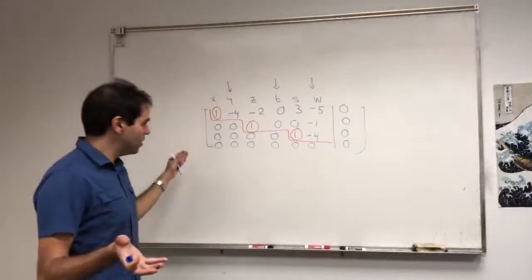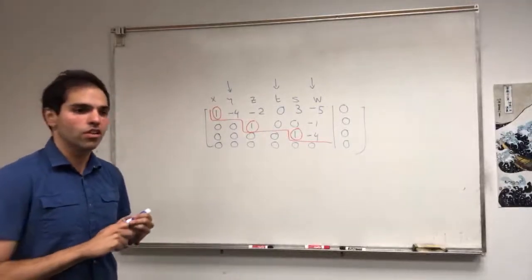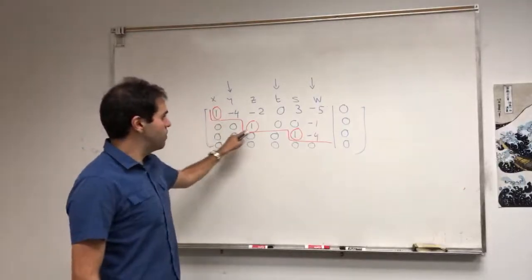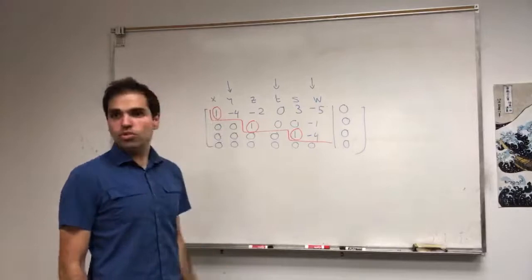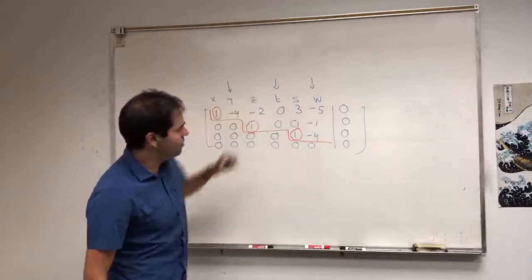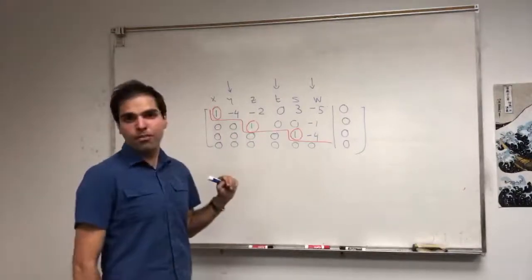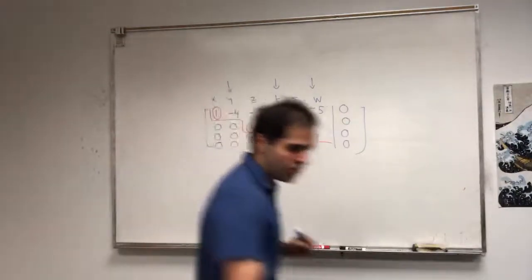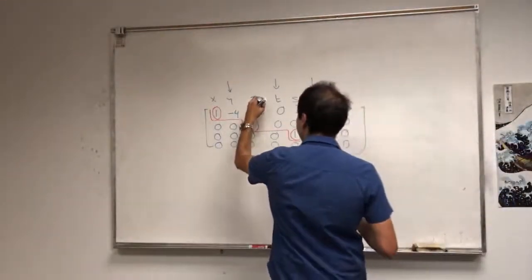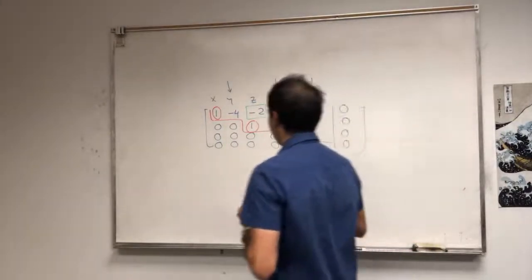And now what you want to do, you want to row reduce it until you get the reduced row echelon form. What is the reduced row echelon form? It's the pivots are 1, which is true in this case, but also anything in each pivot column has to be a bunch of zeros, except for the pivot. So what this means for this example is that you want to turn this minus 2 into a 0 and this 3 into a 0.